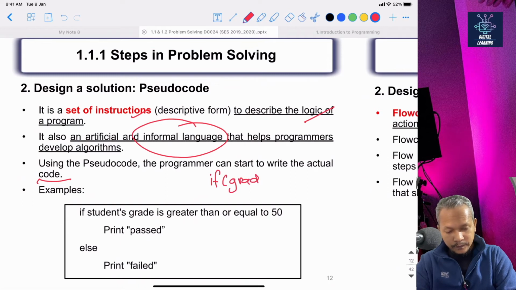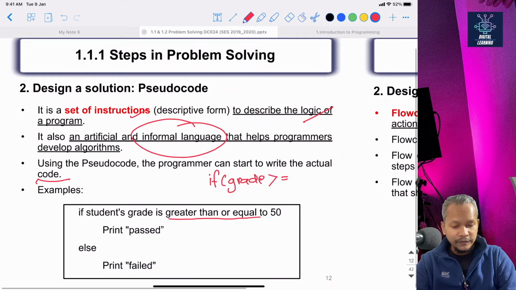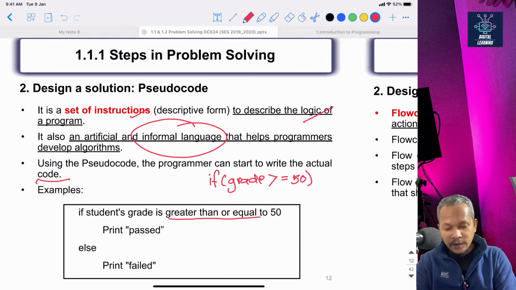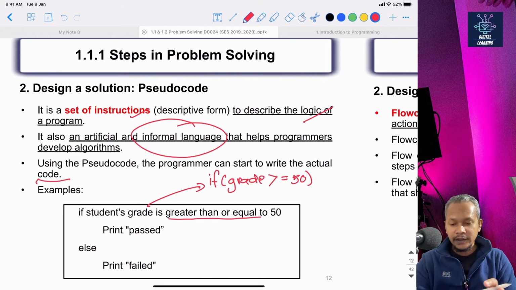If grade greater than or equal to 50. So this programmer will be right. But for you all, because you are still in a learning process of the pseudocode, you need to write in human informal language. I repeat, you need to write informal language, not program or actual code.